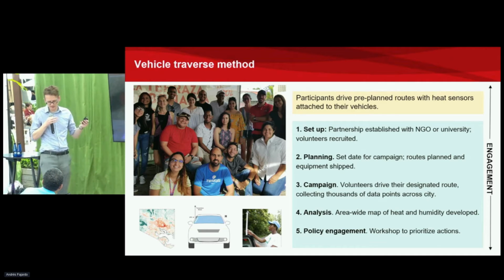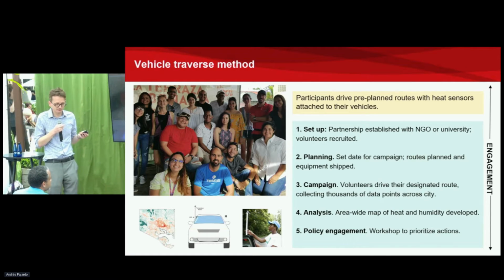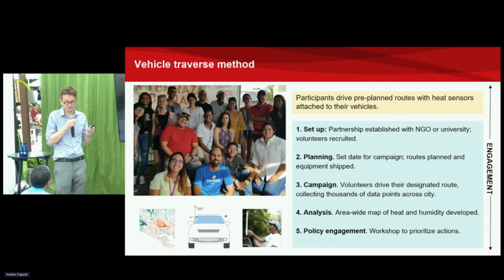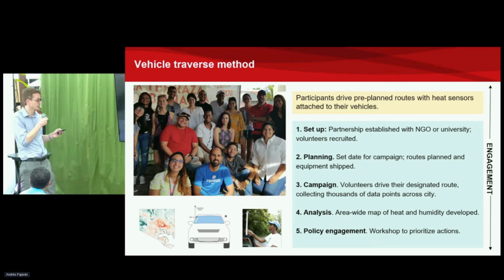We mobilize interested civic groups, provide equipment, set a campaign date, which is when the weather forecasts say we're going to have a really hot day that we want to measure, and we get people out to do it.